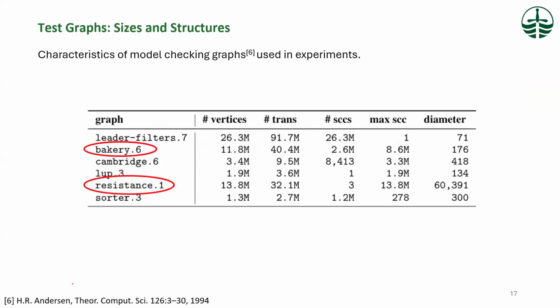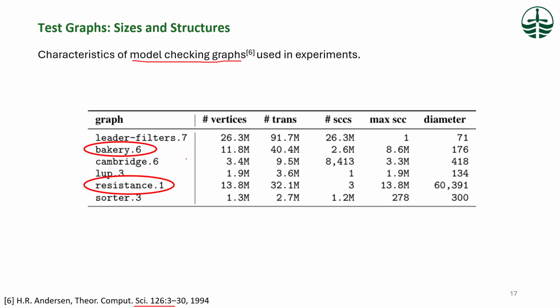The original experiments were run for many kinds of graphs, but in this presentation we will look at a specific type of graph, which we call verification graphs or model checking graphs. Here are the characteristics of these model checking graphs. If you'd like to know more about model checking graphs, a reference is given.